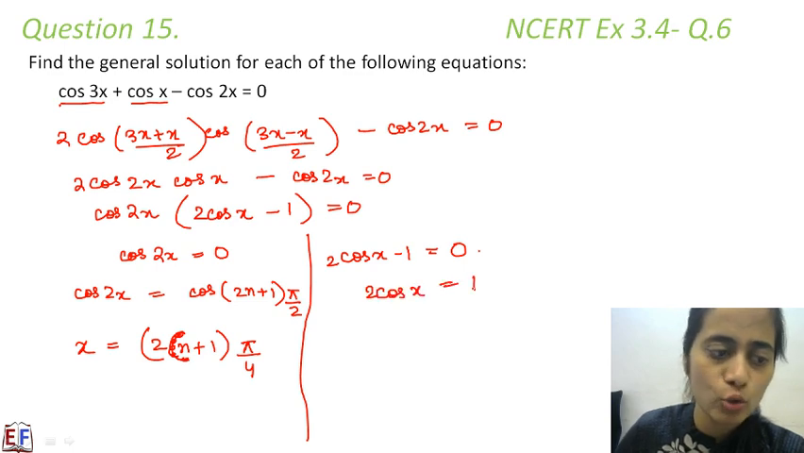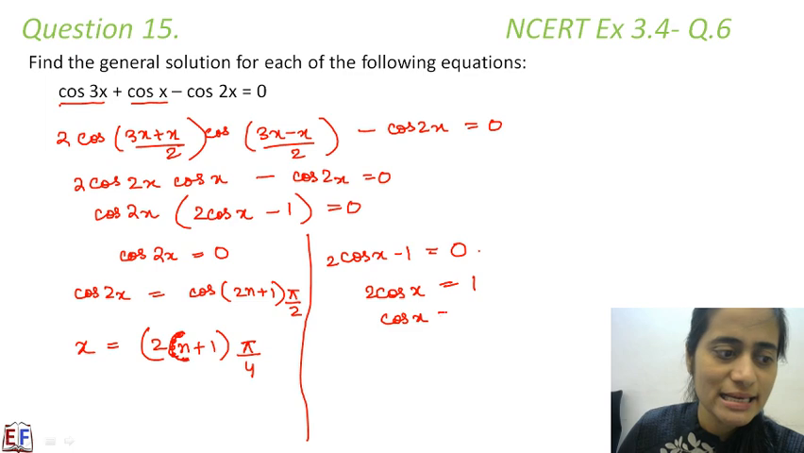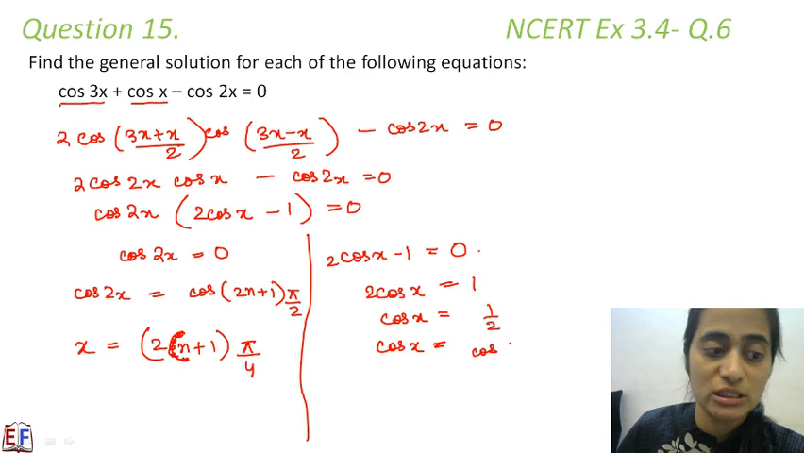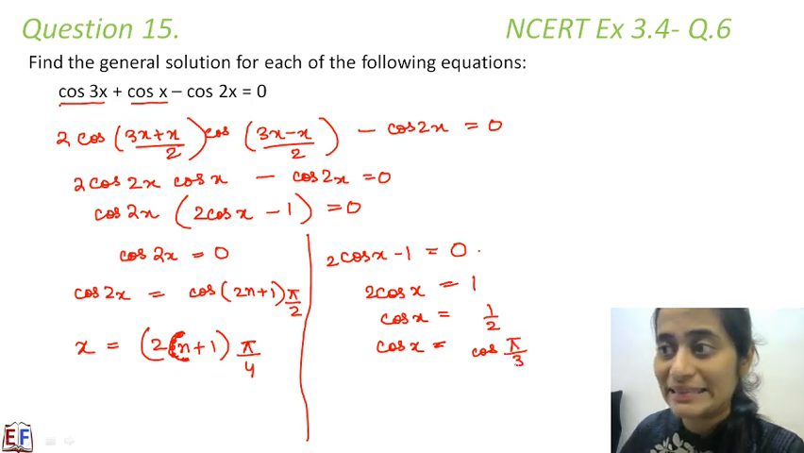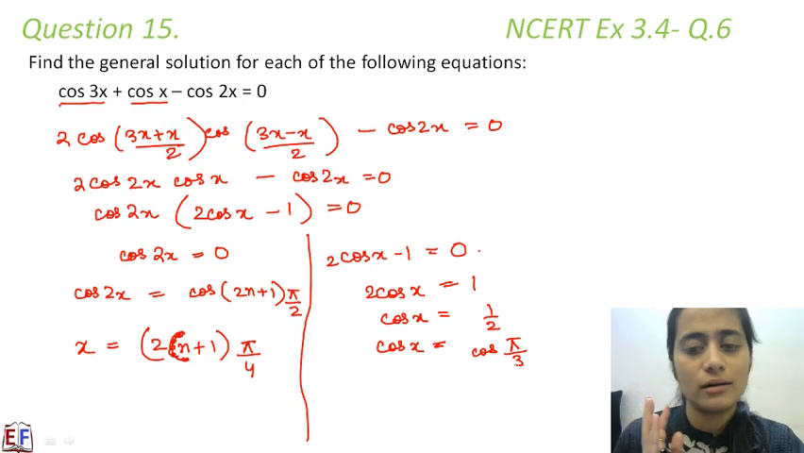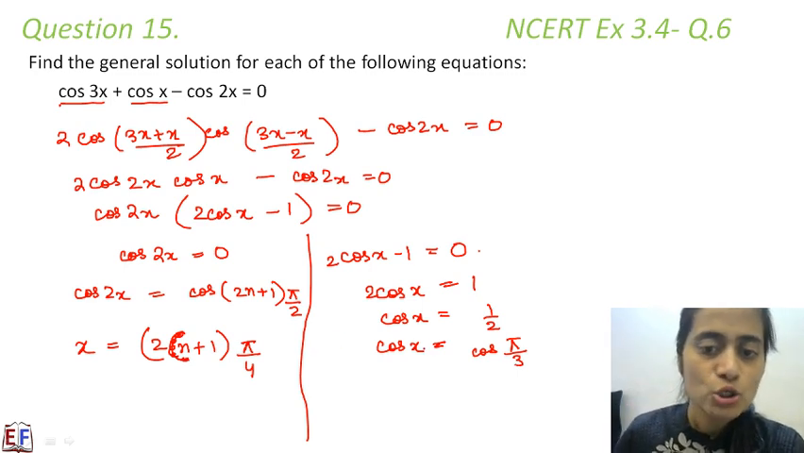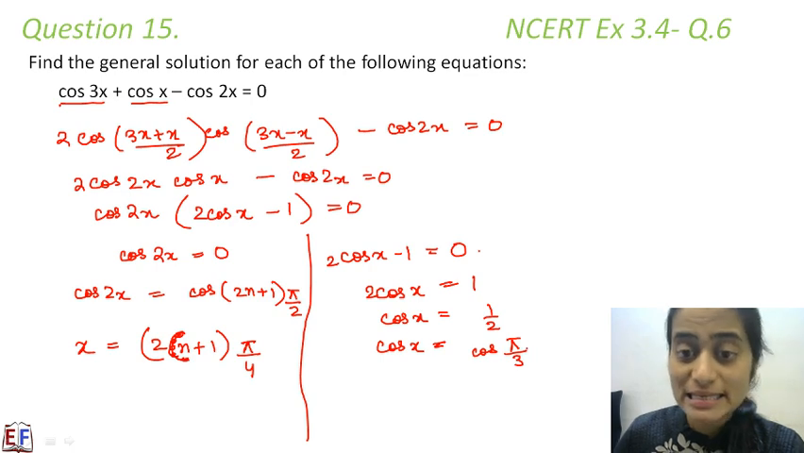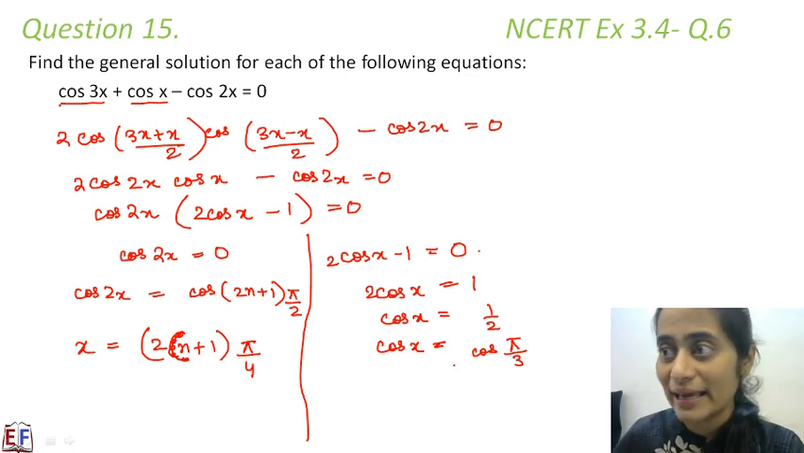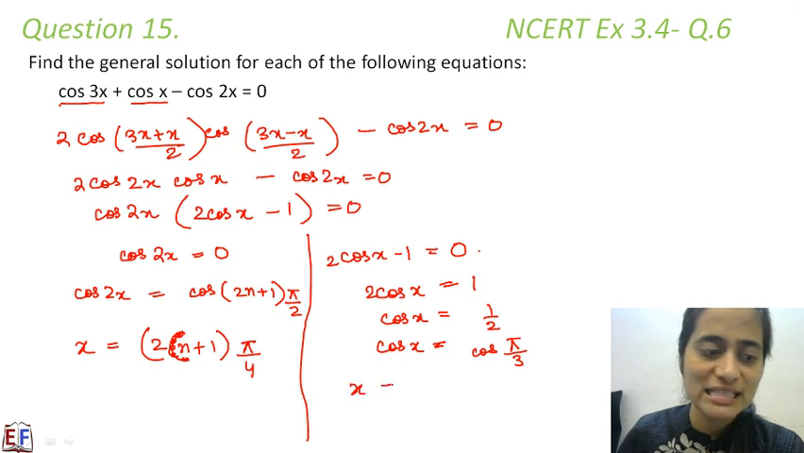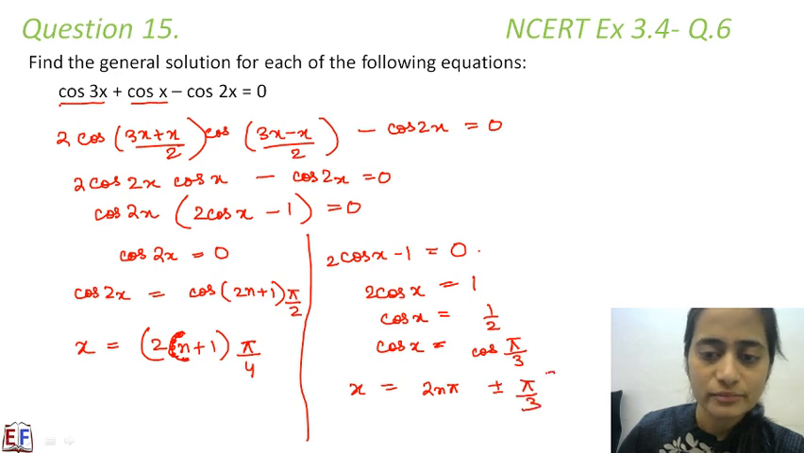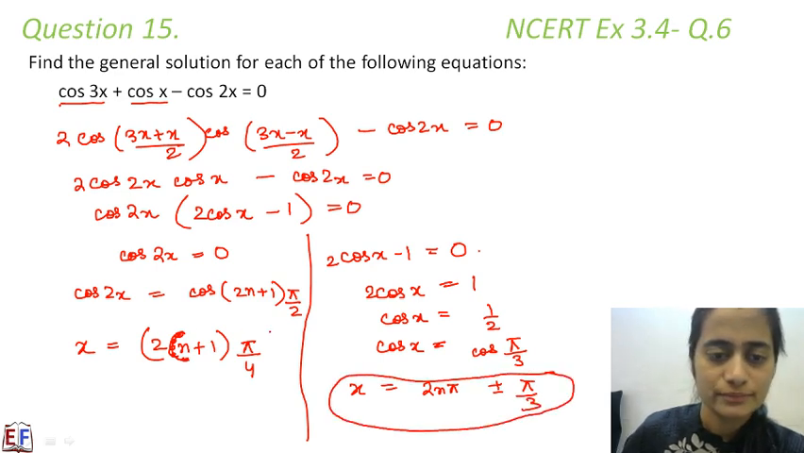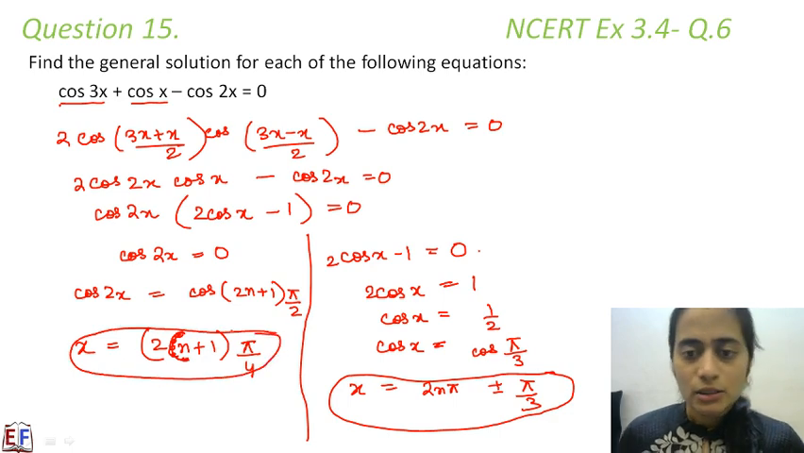And what general solution comes from here? 2 cos x is equal to 1, okay, that is cos x is equal to 1 by 2. Now if we recall the trigonometry table for cos, when is its value 1 by 2? When cos pi by 3, right? So cos x is equal to cos pi by 3. This is in the format cos x is equal to cos y, and if cos x is equal to cos y, then x is equal to 2n pi plus minus pi by 3. So this becomes my general solution. Cool, right? Here also n belongs to integers.